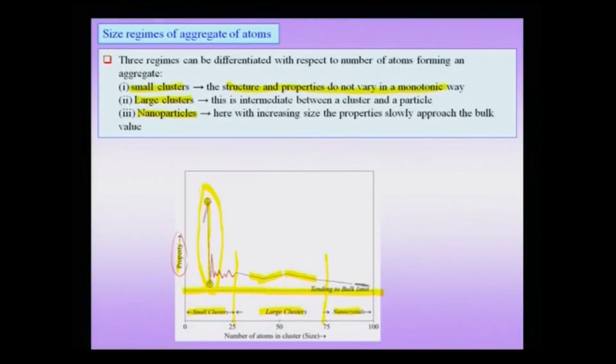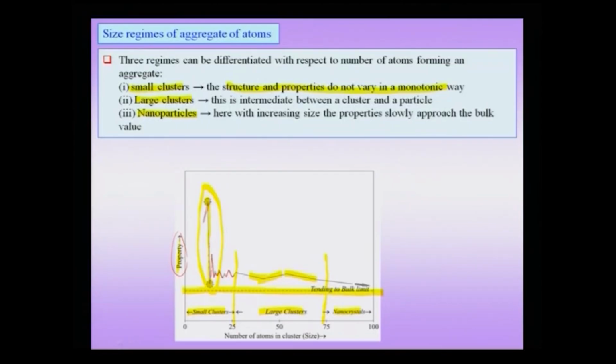Here also you would notice that there are some possibilities of certain sharp minima and maxima, but the overall trend line is not fluctuating that much when you add one or a few atoms or molecules to the cluster.